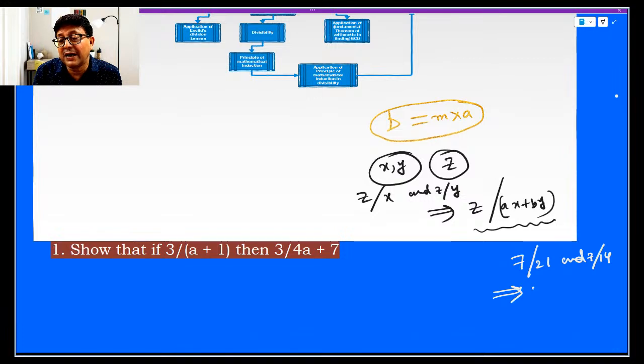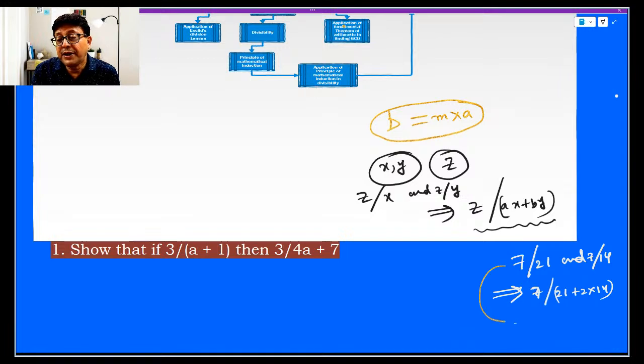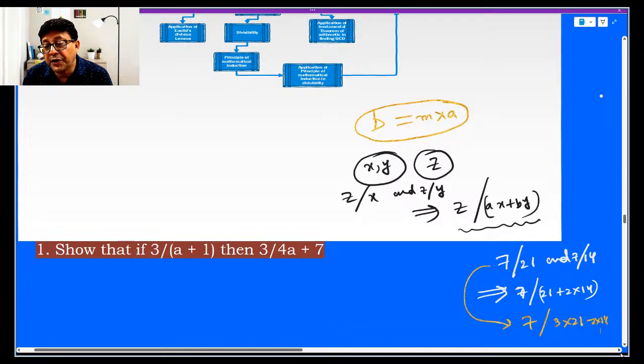this implies that 7 divides 21 plus 2 into 14. This is always true. And this is also true that 7 will divide 3 into 21 minus 2 into 14. Why? Because 3 into 21 means 63, 63 minus 28 is 35, and 7 will divide 35. This way you can check.